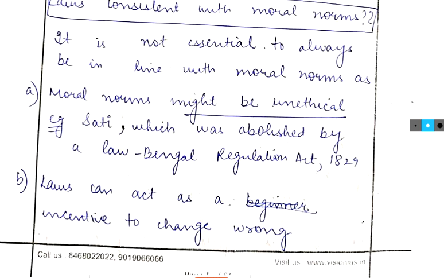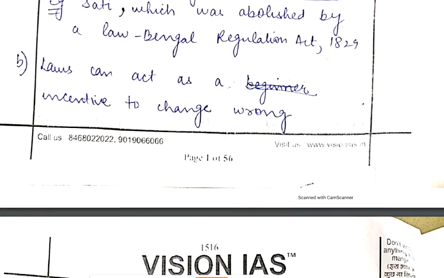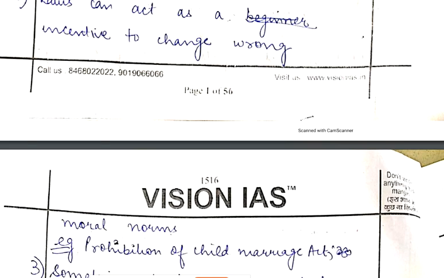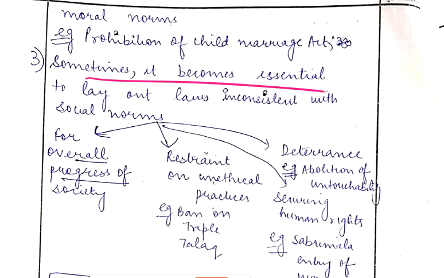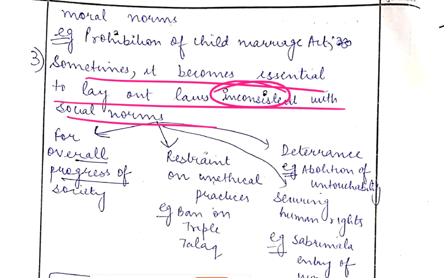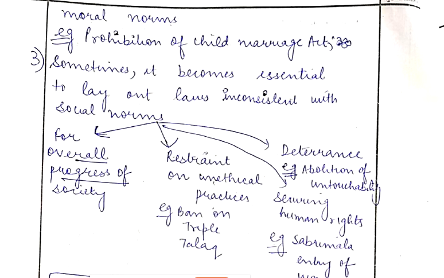The second one is that laws act as an incentive to change wrong moral norms. For example, the Prohibition of Child Marriage Act. Sometimes it becomes essential to lay down a law that is inconsistent with the moral norms. Why is it important to lay down laws that are inconsistent with the moral norms? For the overall progress of the society.